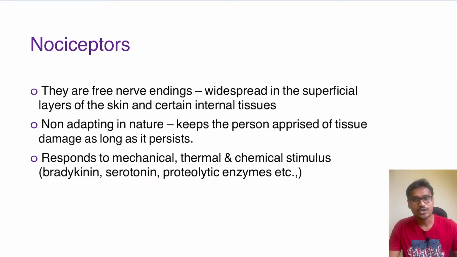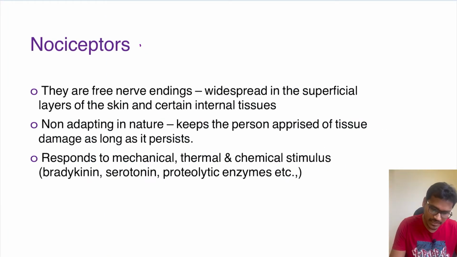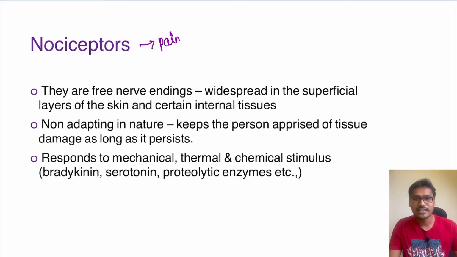Now coming to the nociceptors. Already we have discussed that nociceptors are nothing but our pain receptors. They are free nerve endings and they are widespread in superficial layers. That's why we feel pain throughout the body. Not only in the superficial layers, they are also present in internal tissue like the viscera and the coverings of visceral structures, because sometimes we feel pain in the visceral parts, that is, the internal organs.